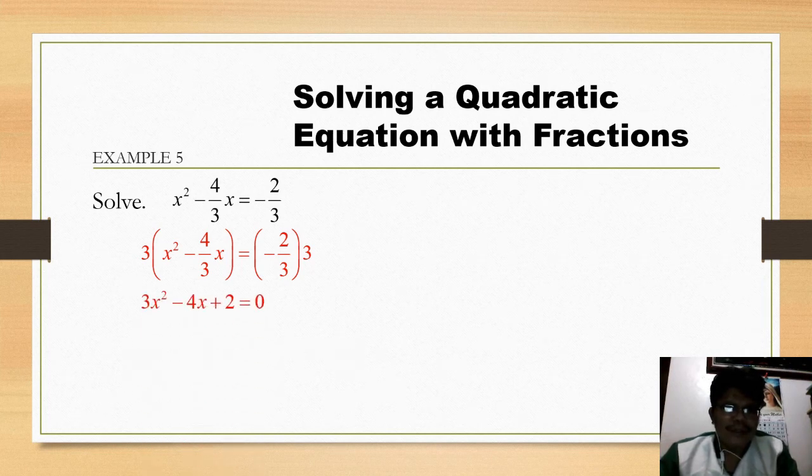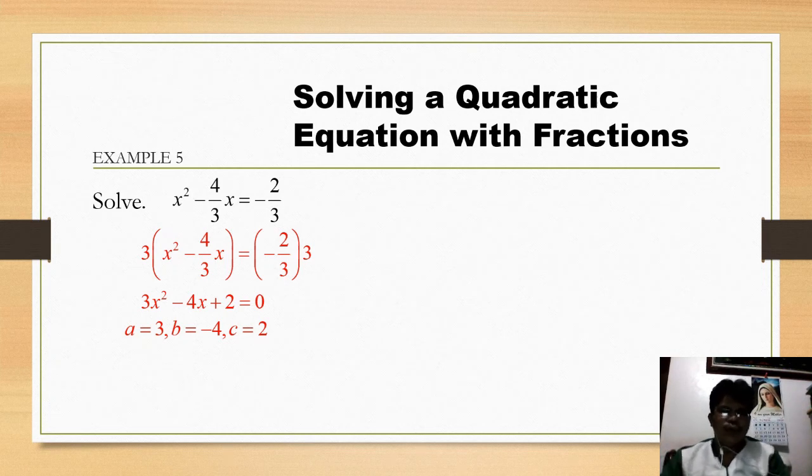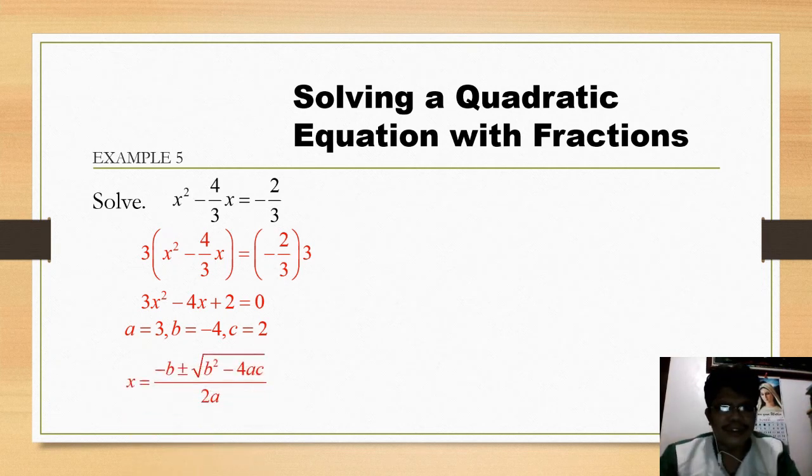Then, you're going to simplify now this equation, transform into standard form. It becomes now 3x squared minus 4x plus 2 equals 0. And then determine the value of ABC. Now, what is the value of A? 3, B negative 4, and of course C equals 2. Then, write the quadratic equation, and then after that, replace the value of ABC to the quadratic equation.